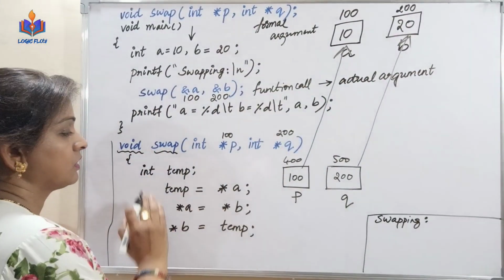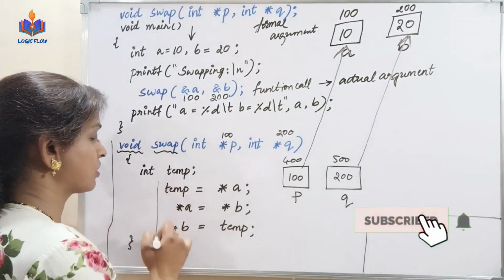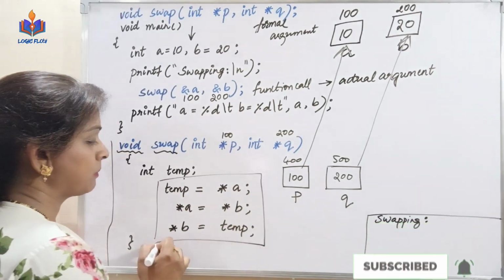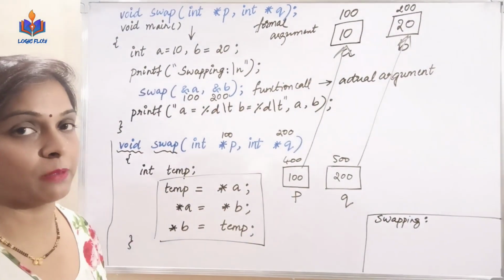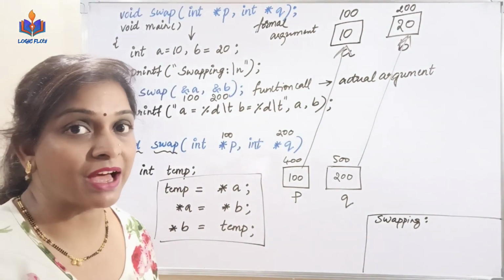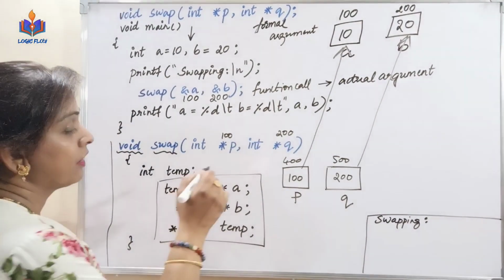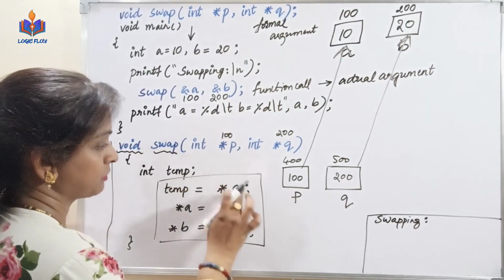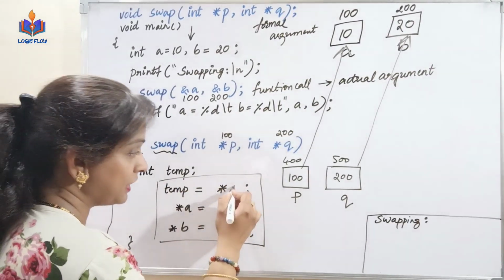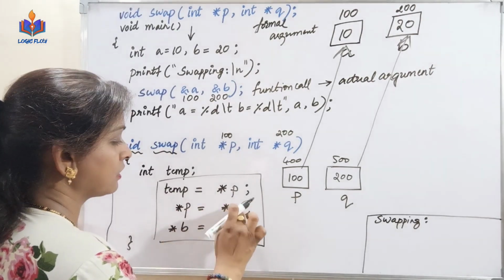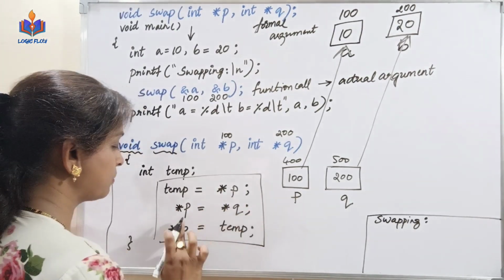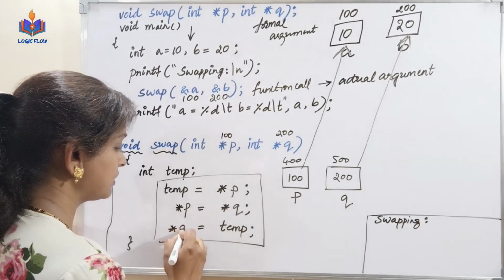Now, so this is swapping code. You know what is the swapping code. So we have a temporary variable as temp equal to, look at here, asterisk we say. Asterisk represents value at the location. So value at the location, sorry, I have to write P here, asterisk P and here it is Q and here it is Q.